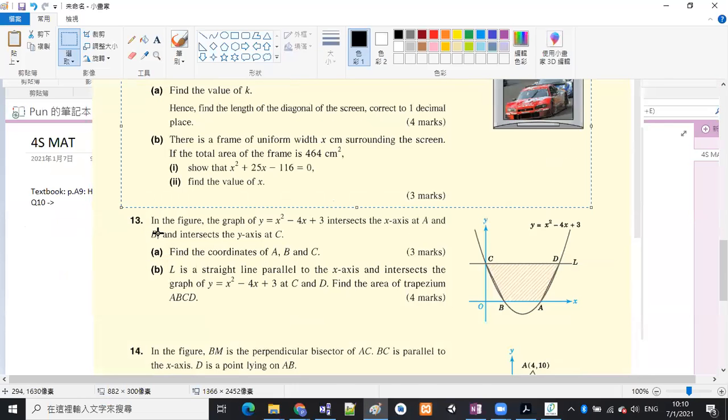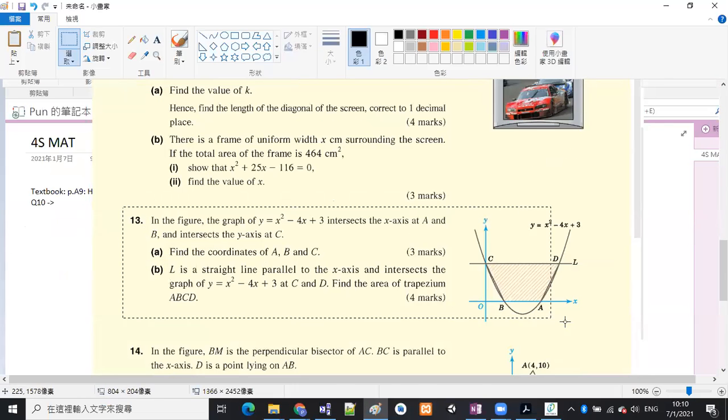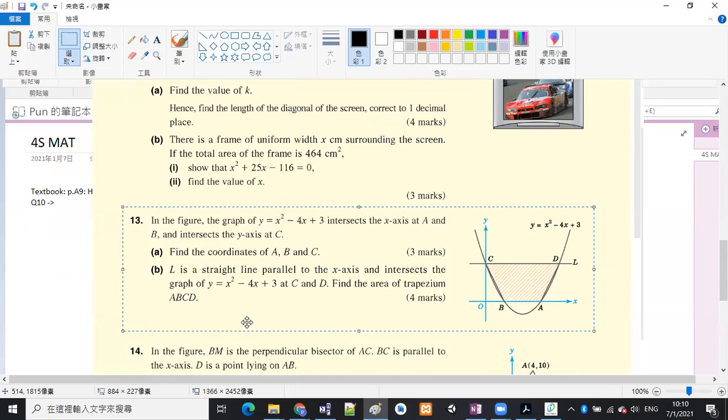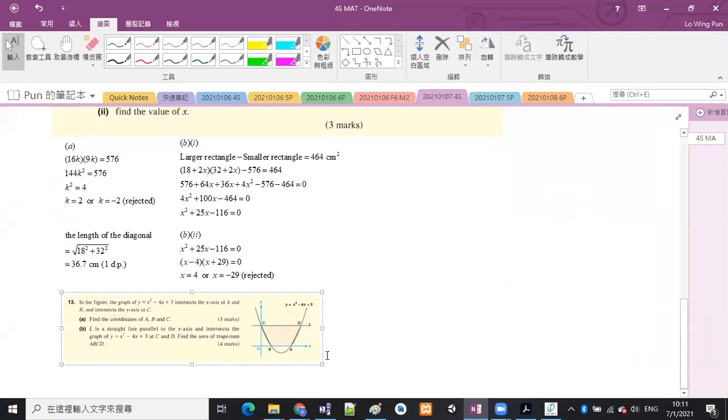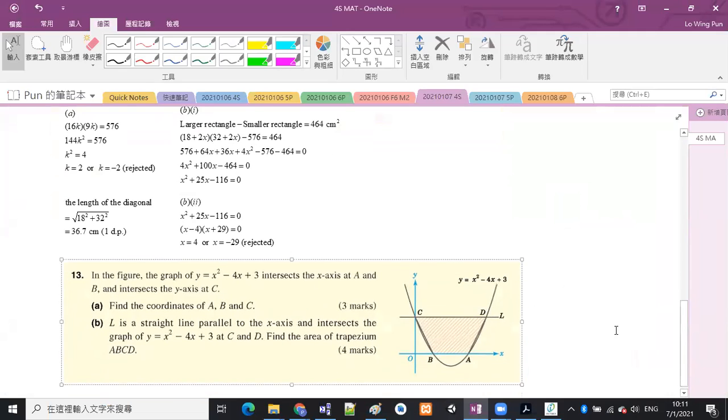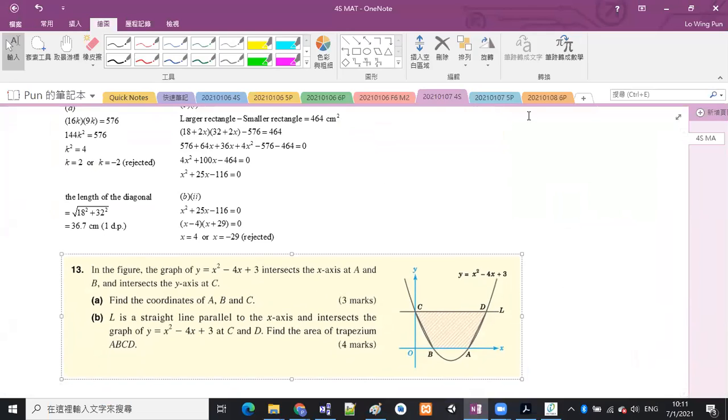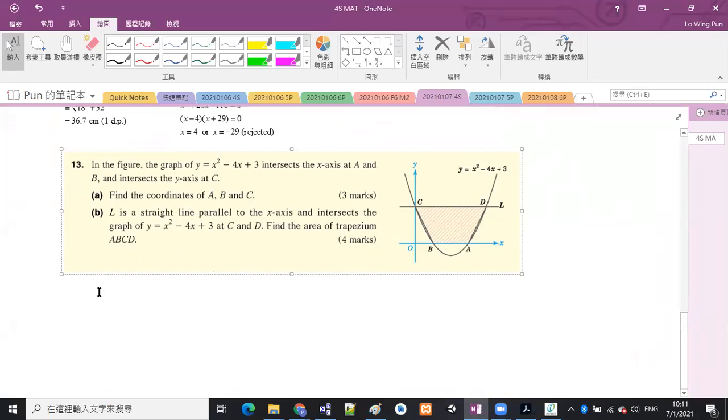Next one, number 13. So in the figure, the graph of y equals x squared minus 4x plus 3 intersects the x-axis at A and B, and then intersects the y-axis at C. Okay, so this is about graphs again. You are asked to find the coordinates of A, B and C.